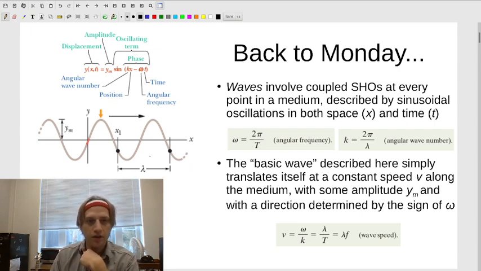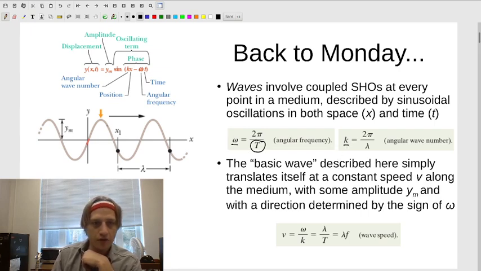You'll remember that our frequency has to do with the period. The frequency is 1 over the period. The angular frequency is 2 pi over the period. Our wave number is related to the wavelength, how long it is between two identical positions on a wave. And so our k is 2 pi over the wavelength.